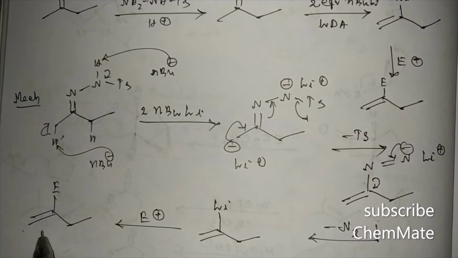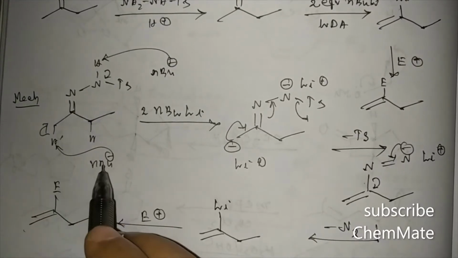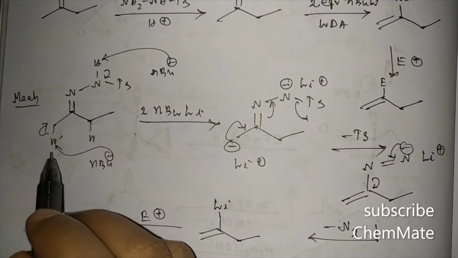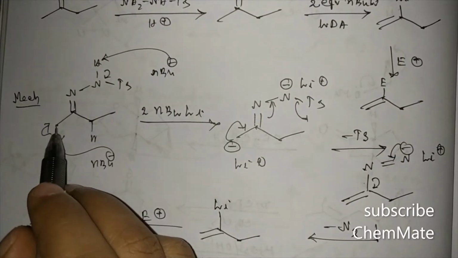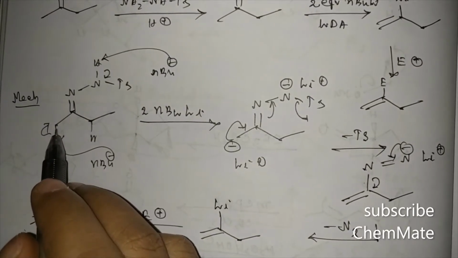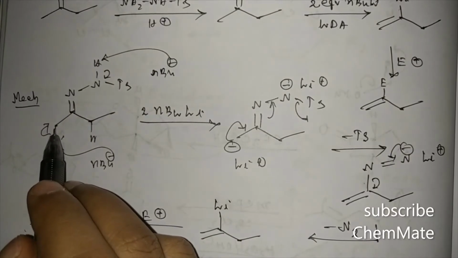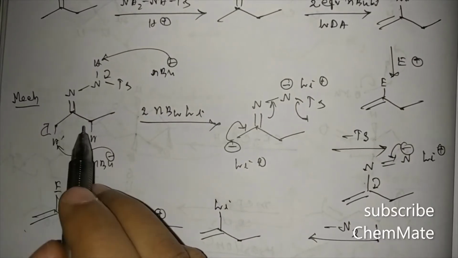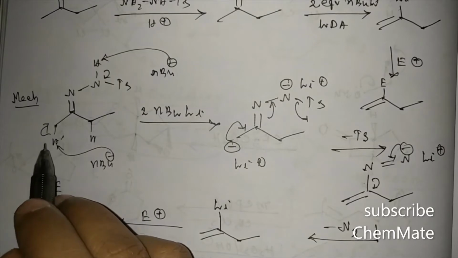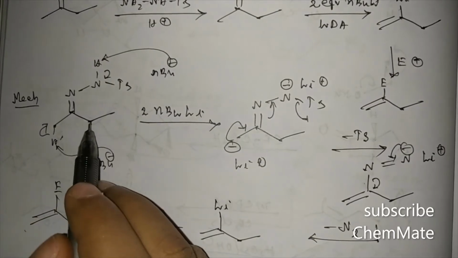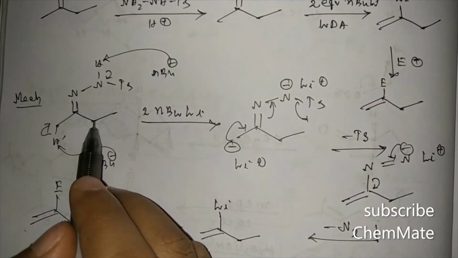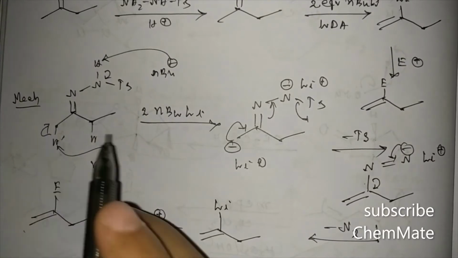Why will the less substituted alkene be formed? Because the butyl lithium will abstract the proton from the less substituted carbon, from the more acidic carbon. Between these two hydrogens, this is more acidic than this, because this will form a 2-degree carbanion while this will form a 1-degree carbanion.